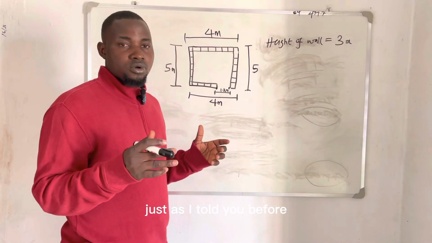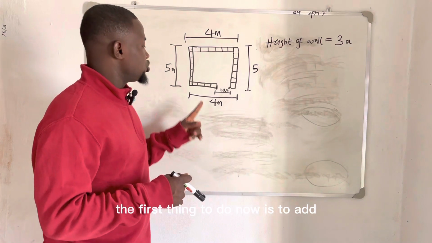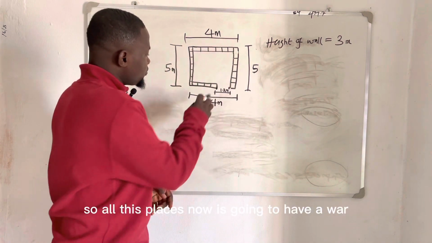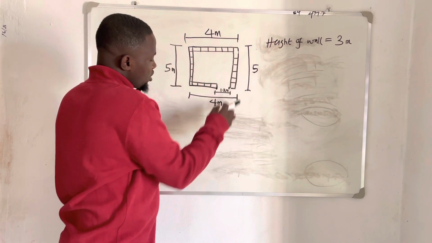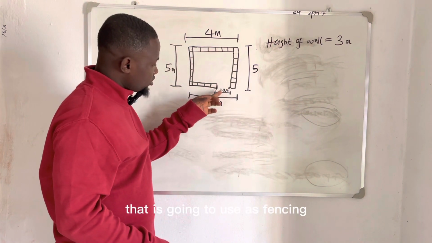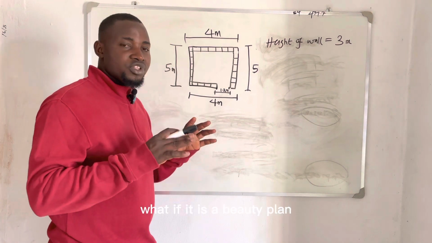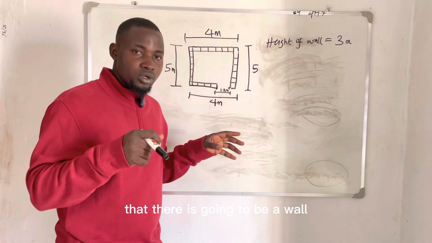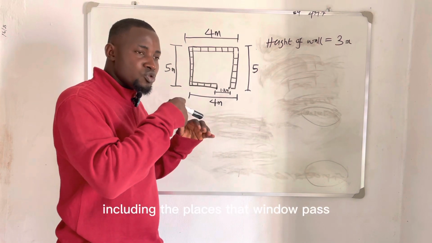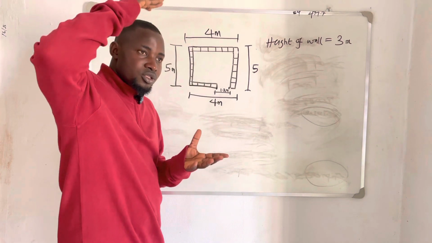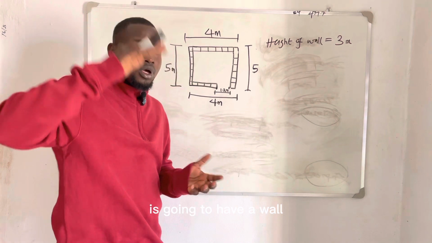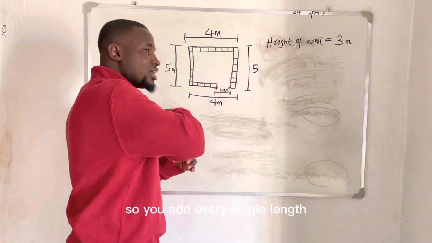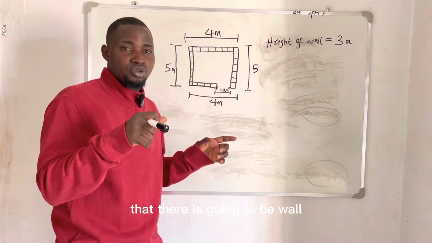Don't skip any part. There is a shortcut to all this grammar we're going to say now. Just as I told you before, the first thing to do now is to add the length of all the places that there is wall. So all these places are going to have a wall, except for this opening that's going to be used as fencing. But if it is a building plan, you add all the places that there is going to be a wall, including the places that windows pass, because some part of the window, maybe above the window, is going to have a wall, and above the door is going to have a wall as well. So you add every single length that there is going to be wall.